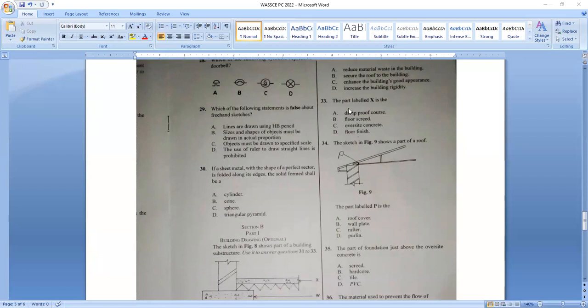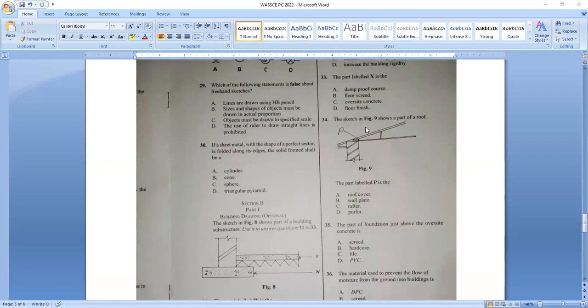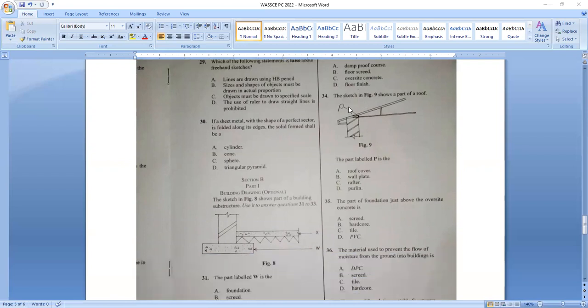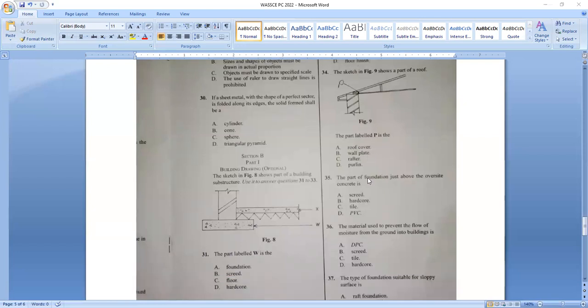Question 33 says that the part labeled X, as we have there, is oversite concrete. That is option C. So question 34 says that the sketch in figure 9 shows a part of a roof. The part labeled P is a wall plate.